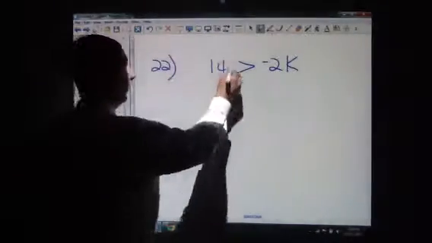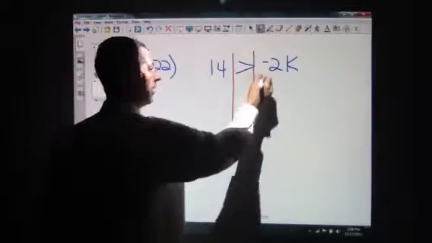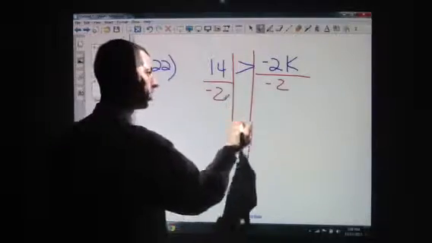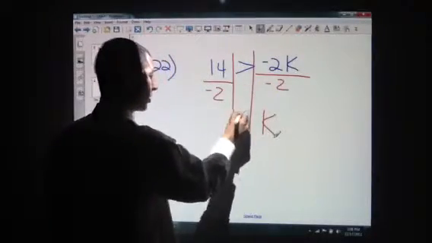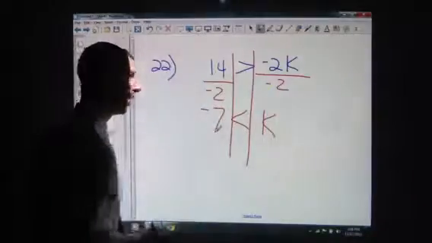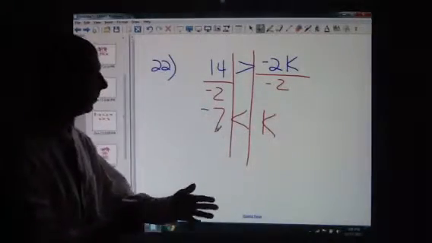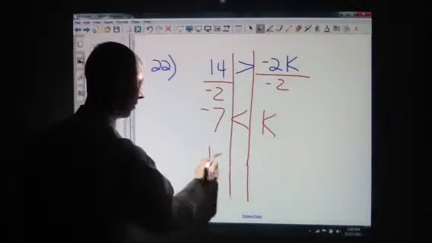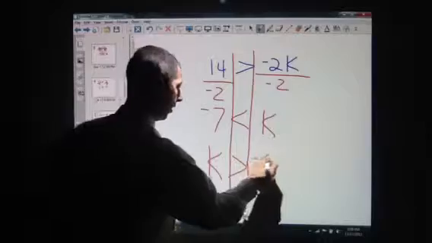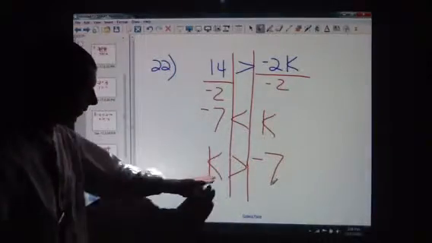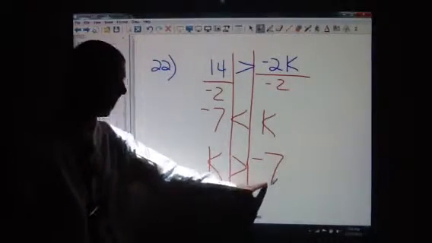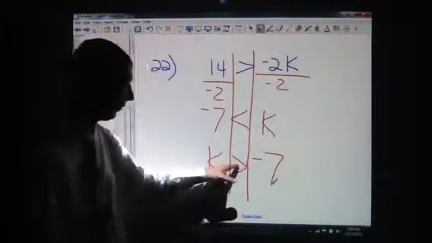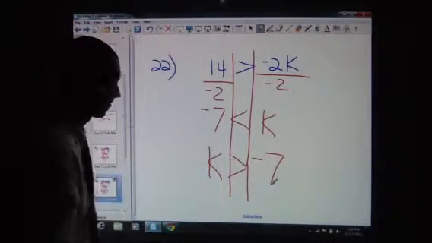All right. Here's a tricky one here. We're going to divide both sides by negative 2. So we got to switch our sign around. So we're left with k. We got to switch our sign to negative 7. Now we got to switch it back because we have a variable on the wrong side. So it ends up actually being k is greater than negative 7. If we were graphing this on a number line, it's an open circle at negative 7, and your arrow then goes to the right the same way that our inequality symbol is pointing.